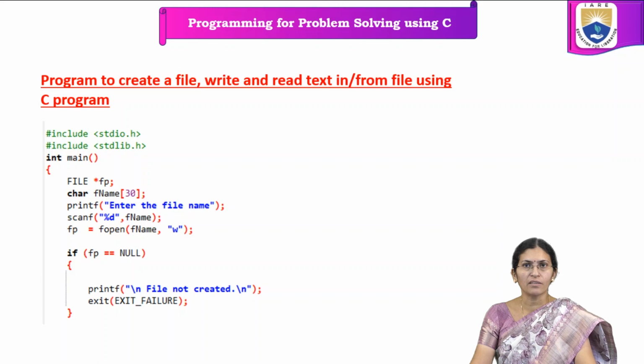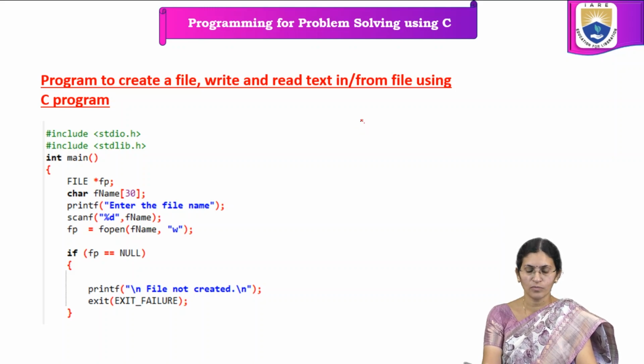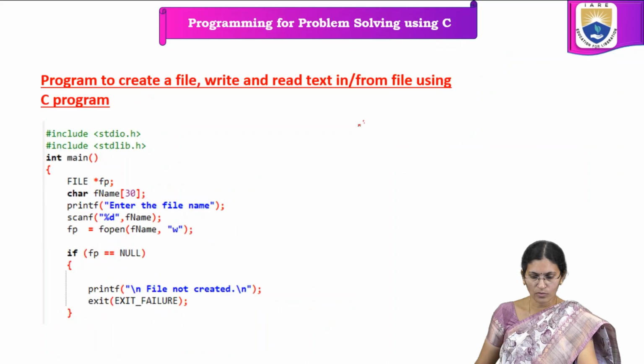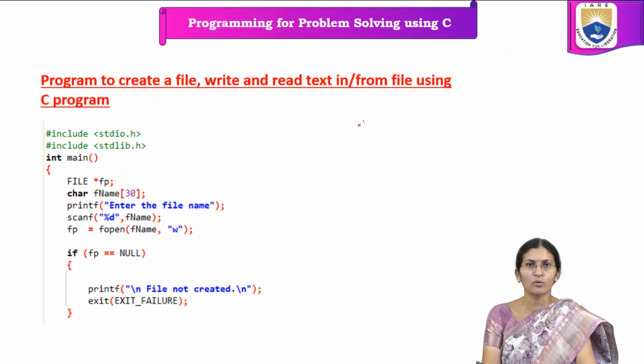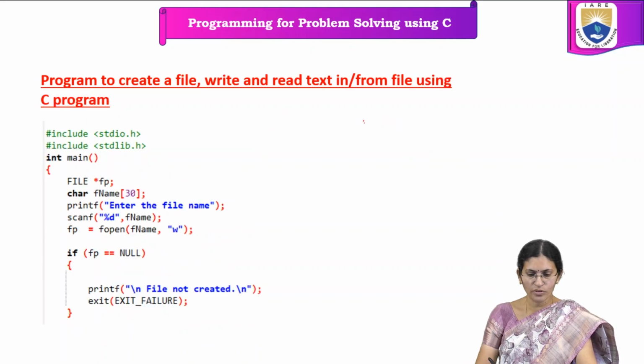Next program is to create a file, read and write text in or from the file using C program. Till now we have seen how to open a file and how to create a file in the first program. In the next program we have seen how to count the total number of lines, opening the file in read mode. Now we'll read and write to the file. We'll perform both read and write operations in this program, to create a file, write and read text in or from the file using C program.